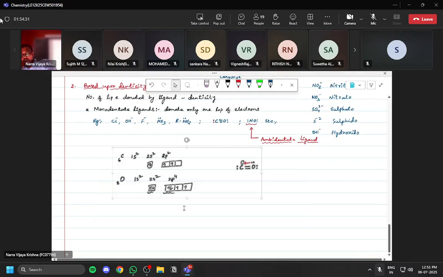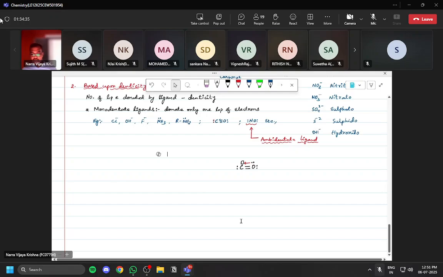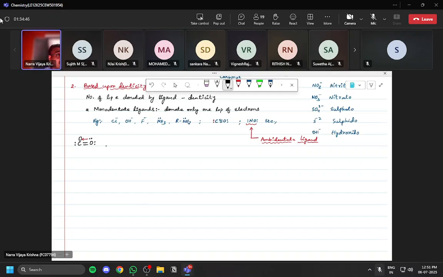You know MO theory also, right? If you take carbon monoxide, let me write that also. According to MO theory, the configuration is sigma 1s, sigma star 1s, sigma 2s. How many electrons? 14.